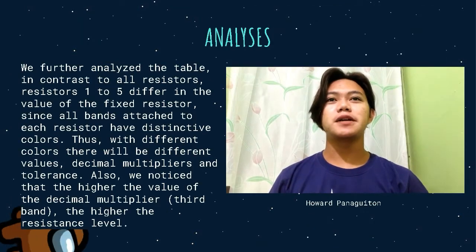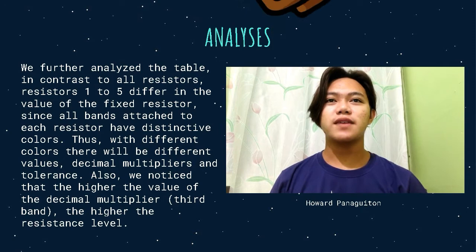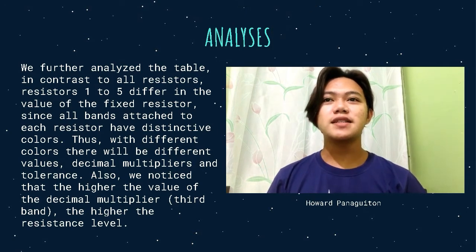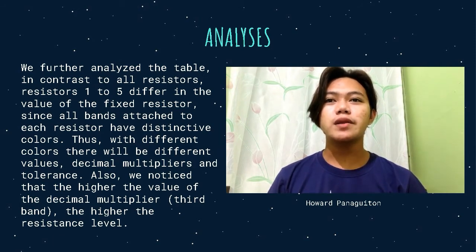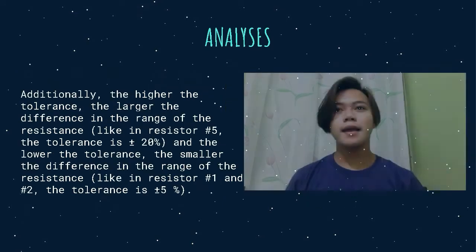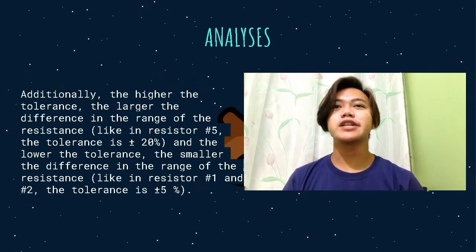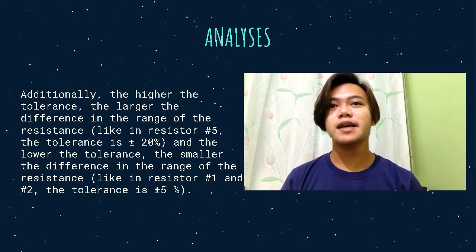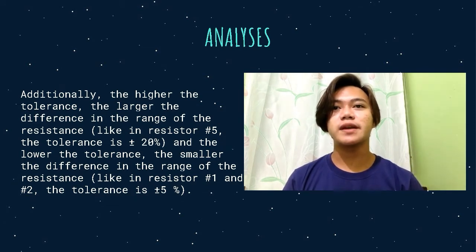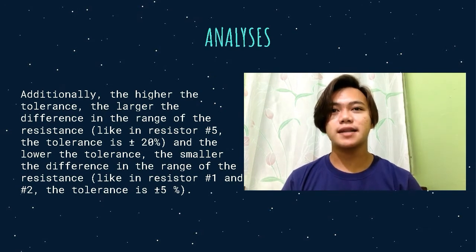We further analyze the table in contrast to all resistors. Resistors 1 to 5 differ in the value of the fixed resistor. Since all bands attached to each resistor have distinctive colors, different colors will give different values, decimal multipliers, and tolerance. Also, we notice that the higher the value of the decimal multiplier, or third band, the higher the resistance level. Additionally, the higher the tolerance, the larger the difference in the range of the resistance, like in resistor number 5, where the tolerance is plus minus 20%. The lower the tolerance, the smaller the difference in the range of the resistance, like in resistor number 1 and number 2, where the tolerance is plus minus 5%.